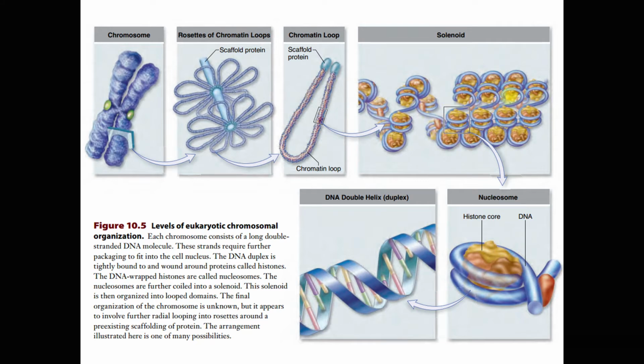And then the solenoid is organized to form a chromatin loop, and this chromatin loop is further reorganized to form rosettes of chromatin loops, and then these rosettes of chromatin loops eventually form the chromosome.